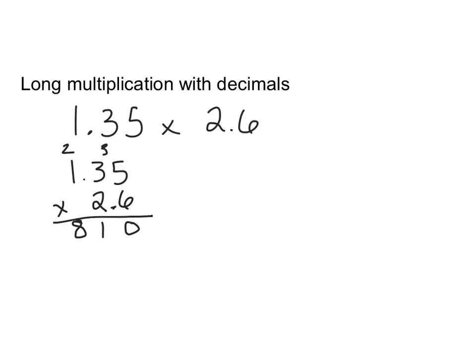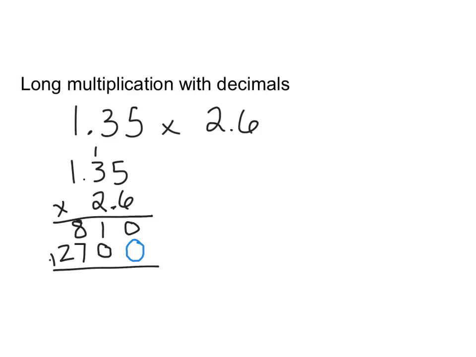So now I'm done with my 6. I've used up that 6. And at this point, a lot of people choose to erase the numbers up top so that they don't confuse them for the next round. So now I'm going to do 2 times 5, and that'll give me 10. But I forgot. I need to put in my placeholder 0. Now I can start. So 2 times 5 gives me 10. I'll put down the 0 and carry the 1. And then 2 times 3 is 6, plus 1 is 7. Notice I'm just moving over a spot each time. And then 2 times 1 is 2.